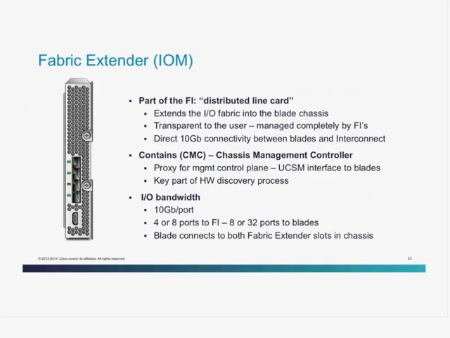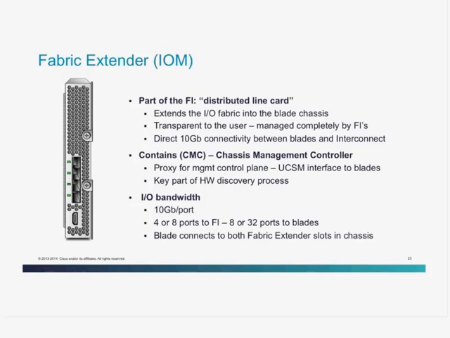So let's concentrate on IO modules. What are IO modules actually? They just extend the fabric. Basically, they are like distributed line cards. They are under the control of the fabric interconnect. They provide proxy management control to the blades. Depending on the IO module that you use, you can have either 4 to 8 ports to your FI.